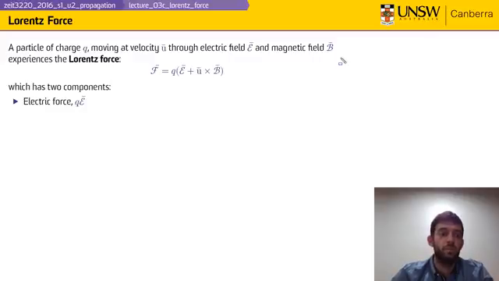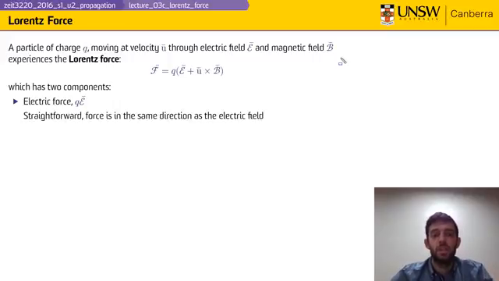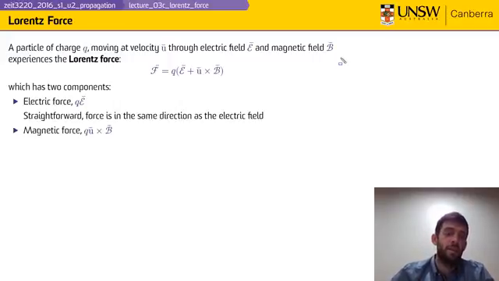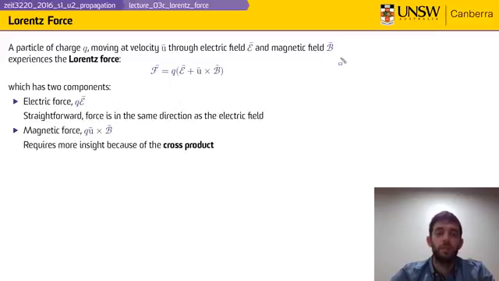It should be pretty recognizable. It has two components: the electric force QE. It's pretty straightforward to calculate because the force is in the same direction as the electric field, but of course you have to keep in mind the sign of Q, and if you have electrons, then the force will be in the opposite direction of the electric field. And then you have magnetic force QU cross B, and that one requires more insight because it is not immediately clear how the cross product of two vectors will perform.